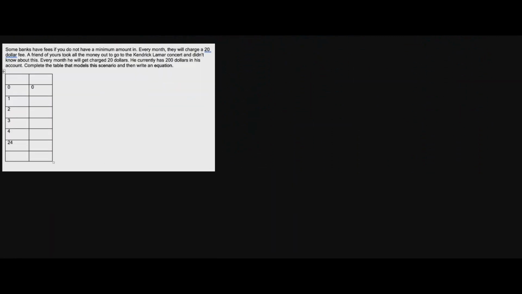So let's go take a look at this other example. Similar to the problem we did before. These are all similar to what we did before in the first video, but just with an extra addition to it. So every month, same situation, at the bank, if you don't have a minimum amount in your bank account, they'll charge you a fee. In this case, we'll say it's a $20 fee. A friend of yours took out all the money to go to the Kendrick Lamar concert and didn't know about this. Every month, he will get charged $20. He currently has $200 in his account.